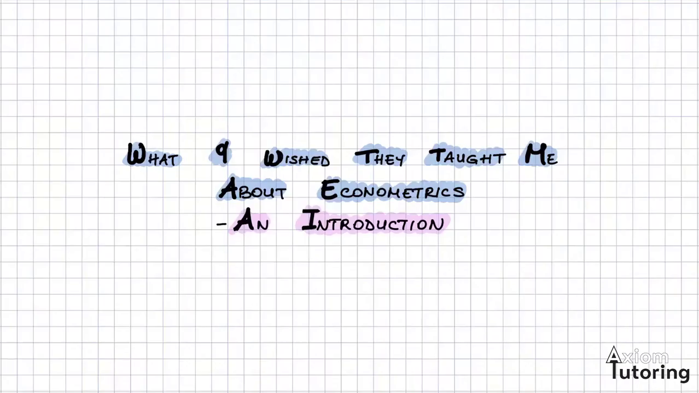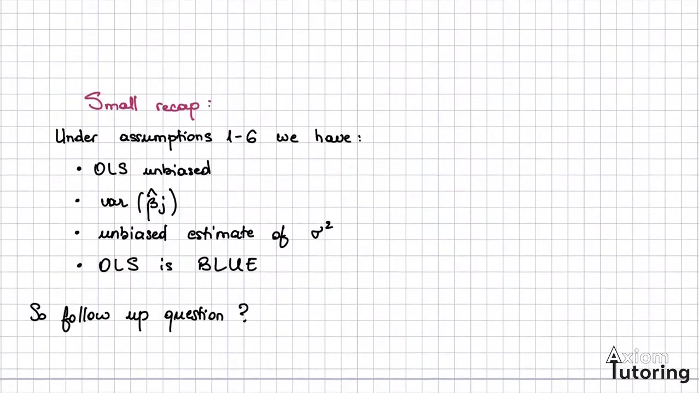Let's do a quick recap of all the assumptions and the statistical properties we've seen so far, because we're about to add one more final assumption to the list today. So far, we've seen the first 6 assumptions. Under the first 5 assumptions, we had that OLS was unbiased, and then under the addition of the homoscedasticity assumption, we were able to get an actual formula for the variance of the beta j hat. We also found an unbiased estimate of sigma squared, and we were able to say that OLS is the BLUE estimator with the lowest variance, meaning the best linear unbiased estimator.